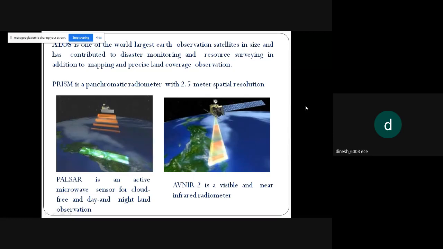So this used PRISM, which is a panchromatic radiometer with 2.5 meter spatial resolution. So the first image you can see, and PALSAR, which is an active microwave sensor for cloud-free, day and night land observation, which is a part of ALOS. Then we have AVNIR-2, which is a visible and near infrared radiometer, which measures even in daytime and nighttime.